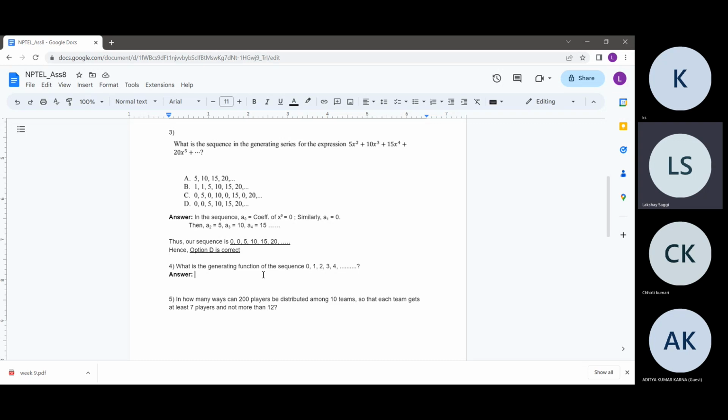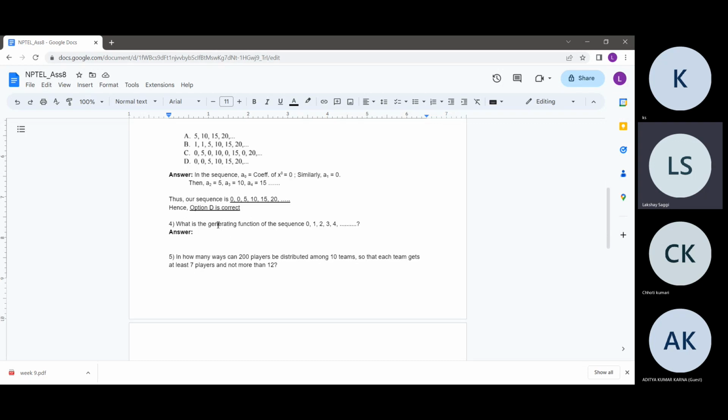So now let's come to the fourth question. The fourth question is, what is the generating function of the sequence 0, 1, 2, 3, 4, and so on? We can see this sequence will extend to 0, 1, 2, 3, 4, 5, 6, 7, 8, 9, 10, up to infinity.